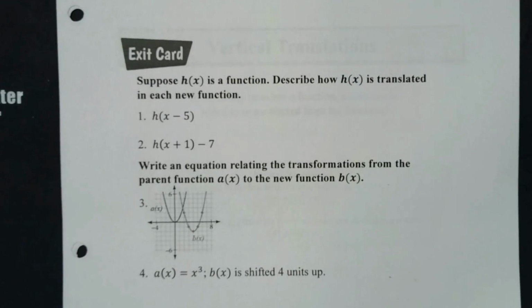This is exactly what we were just doing. Suppose h of x is the parent function. Describe how h of x is translated to a new function. So what's happening here? It's on the inside of the parentheses, and it says -5. So which way are you moving? Right. Yes.